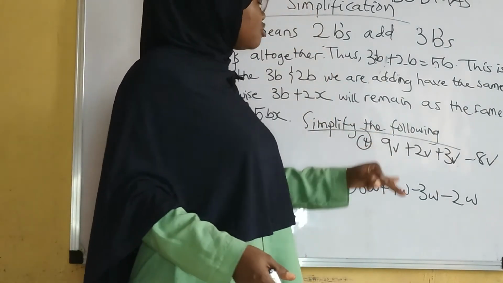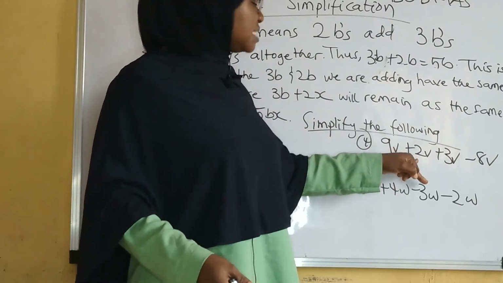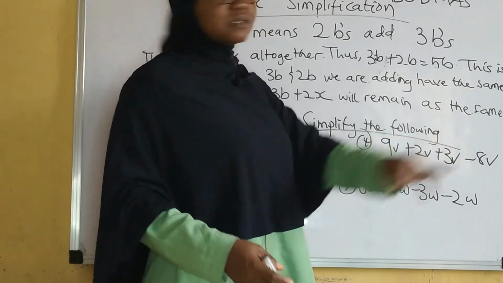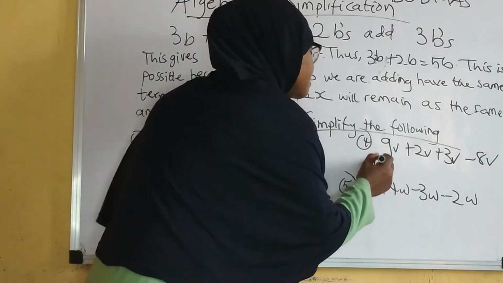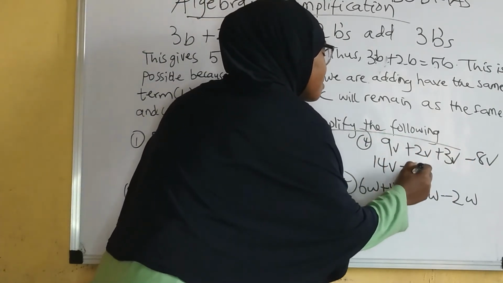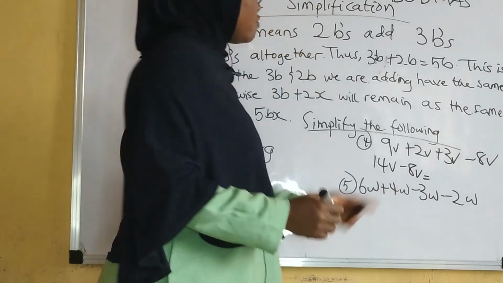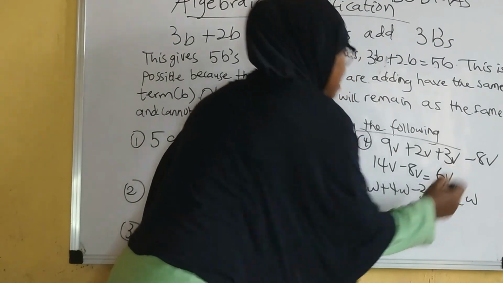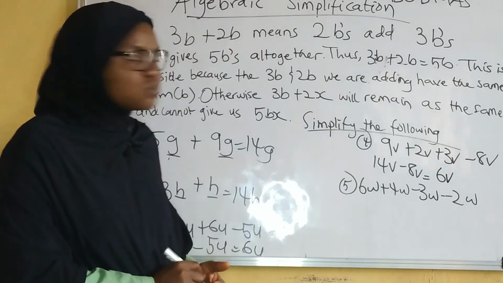Alright, so I have 9v plus 2v plus 3v. So if I have 9 here, 9 plus 2, that will be what? 11. 11 plus 3 is what? 14. So I have 14 minus 8. That gives me what? So 14 minus 8v will give me what? 6v. Is that clear? Now let's look at this last one here.